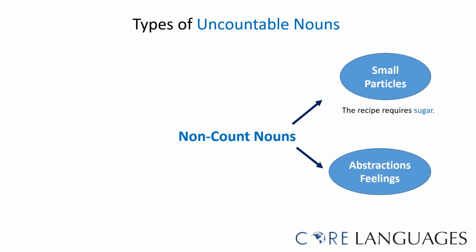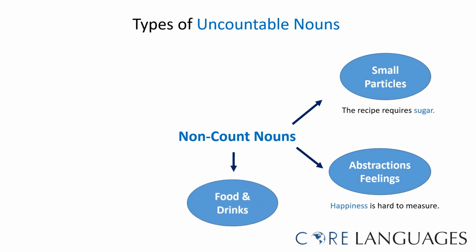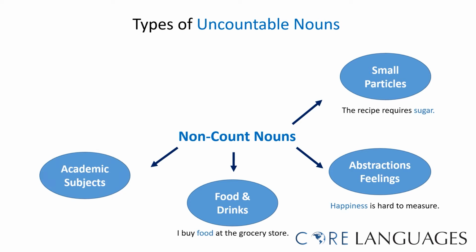We also use uncountable nouns for abstractions or feelings. For example, happiness is hard to measure. We also use uncountable nouns for food and drinks. For example, I buy food at the grocery store. We use uncountable nouns for academic subjects. For example, she studies chemistry or she studies history.